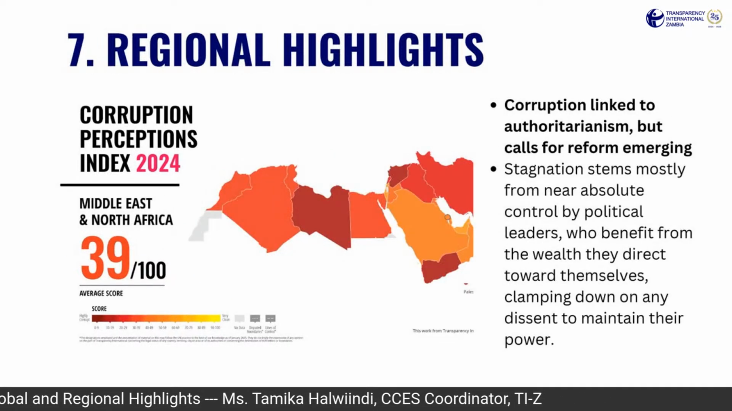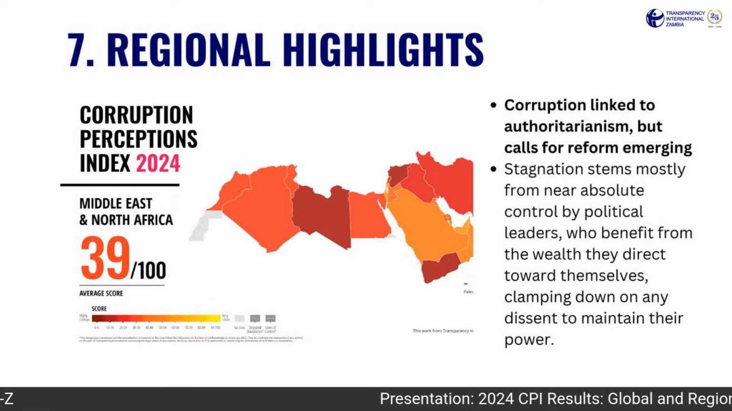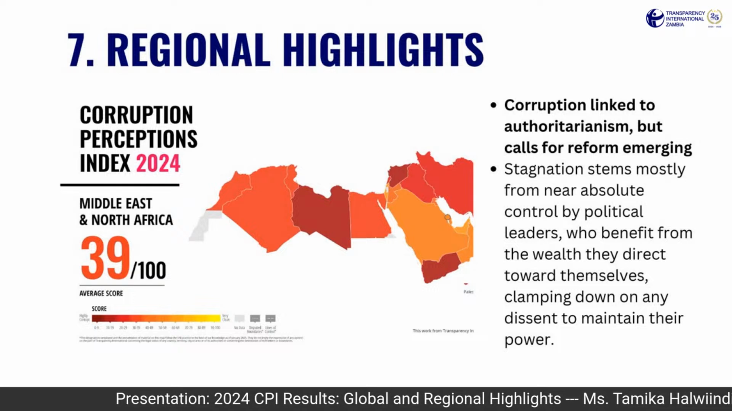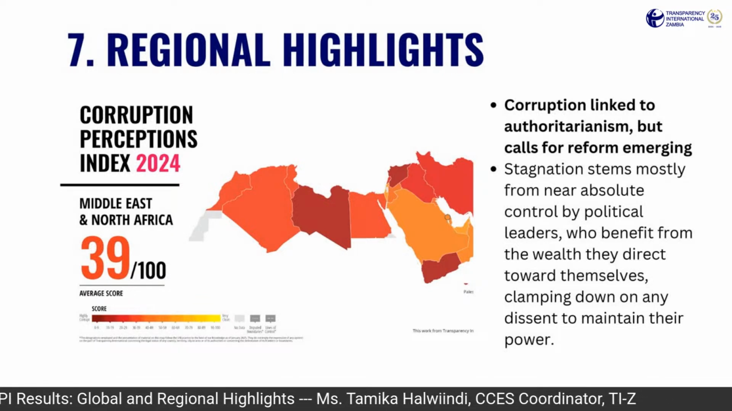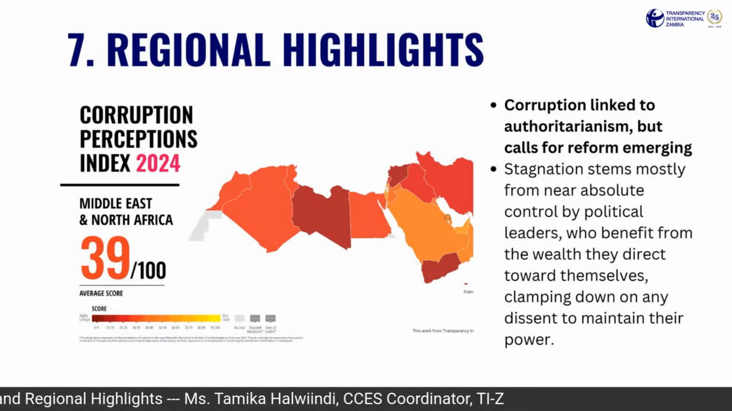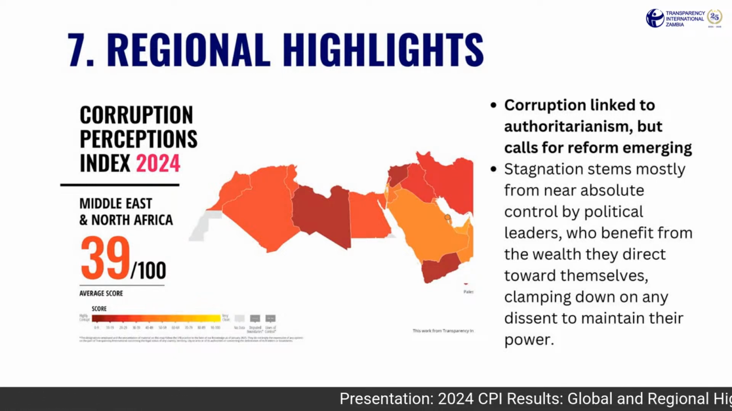Middle East and North Africa, 39 over 100, that is the average regional score. And here in this region, we see that corruption is linked to issues to do with authoritarianism, but also how the political system is used to clamp down on dissent and opposition, and how that fuels public sector corruption as well, given the issues that limit civic space because of the political system.